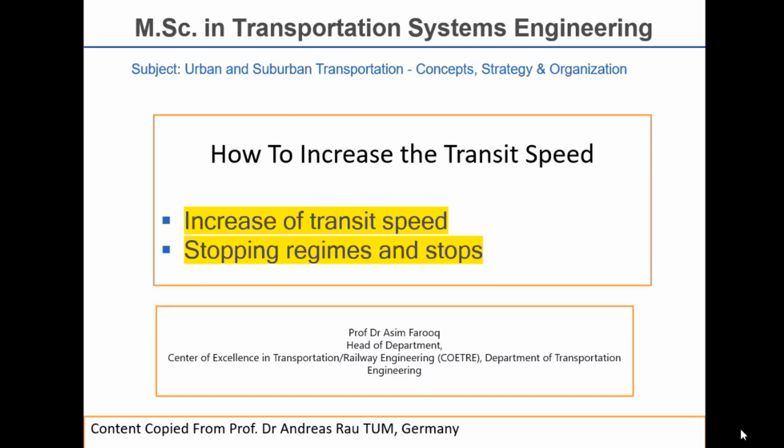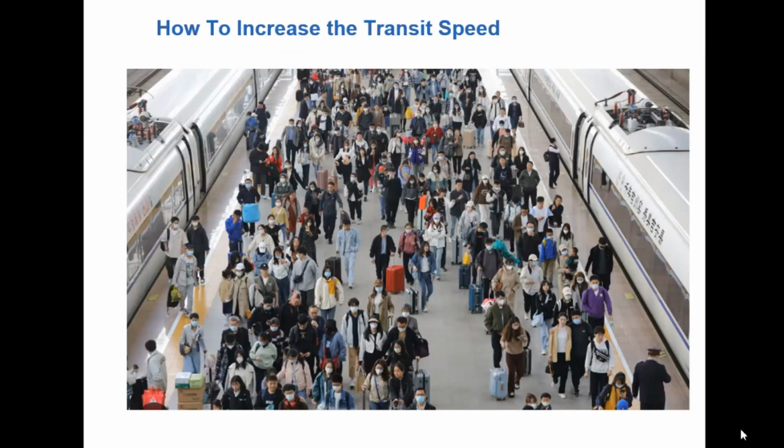Challenge for the designer, while the increase in speed is the requirement from the travelers. In today's session, we will try to understand how we can increase transit speeds with stopping regimes and different stops. Keep in mind, in this session you need to think as a designer, okay? You need to think as a strategic transportation planner. First of all, you need to understand what the existing barriers are within your city, within your proposed transportation system.